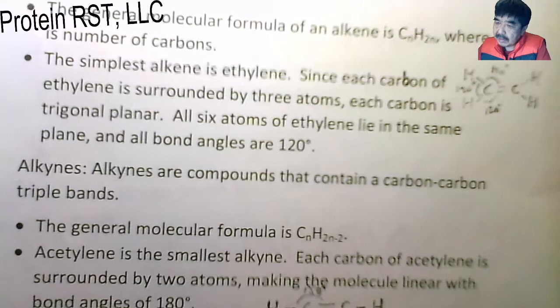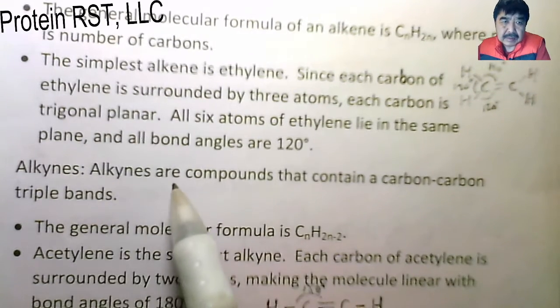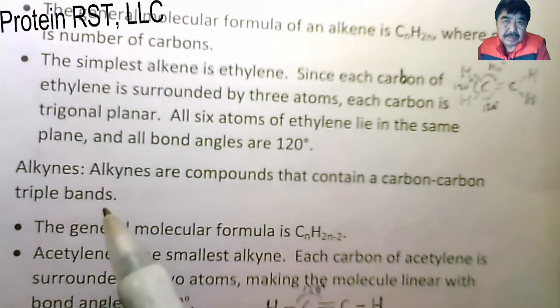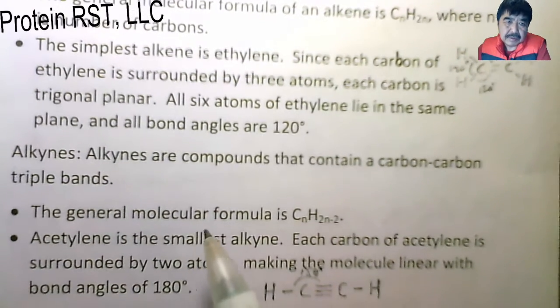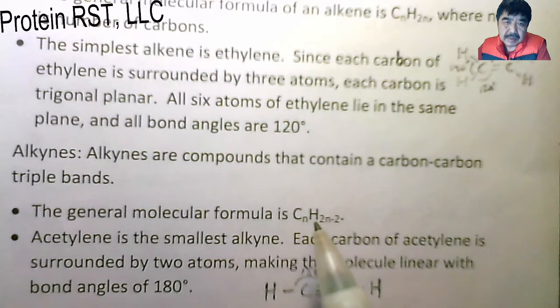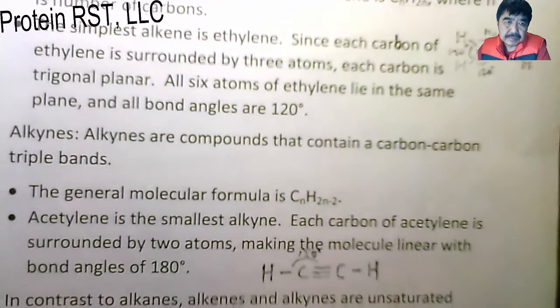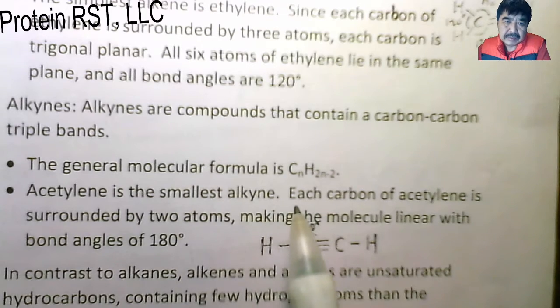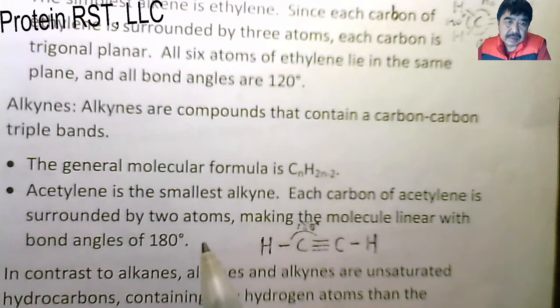Next, let's take a look at the alkynes. Alkynes are compounds that contain a carbon-carbon triple bond. The general formula is CnH2n minus 2. Acetylene is the smallest alkyne. Each carbon of acetylene is surrounded by 2 atoms, making the molecule linear with bond angles of 180 degrees. It looks like this.